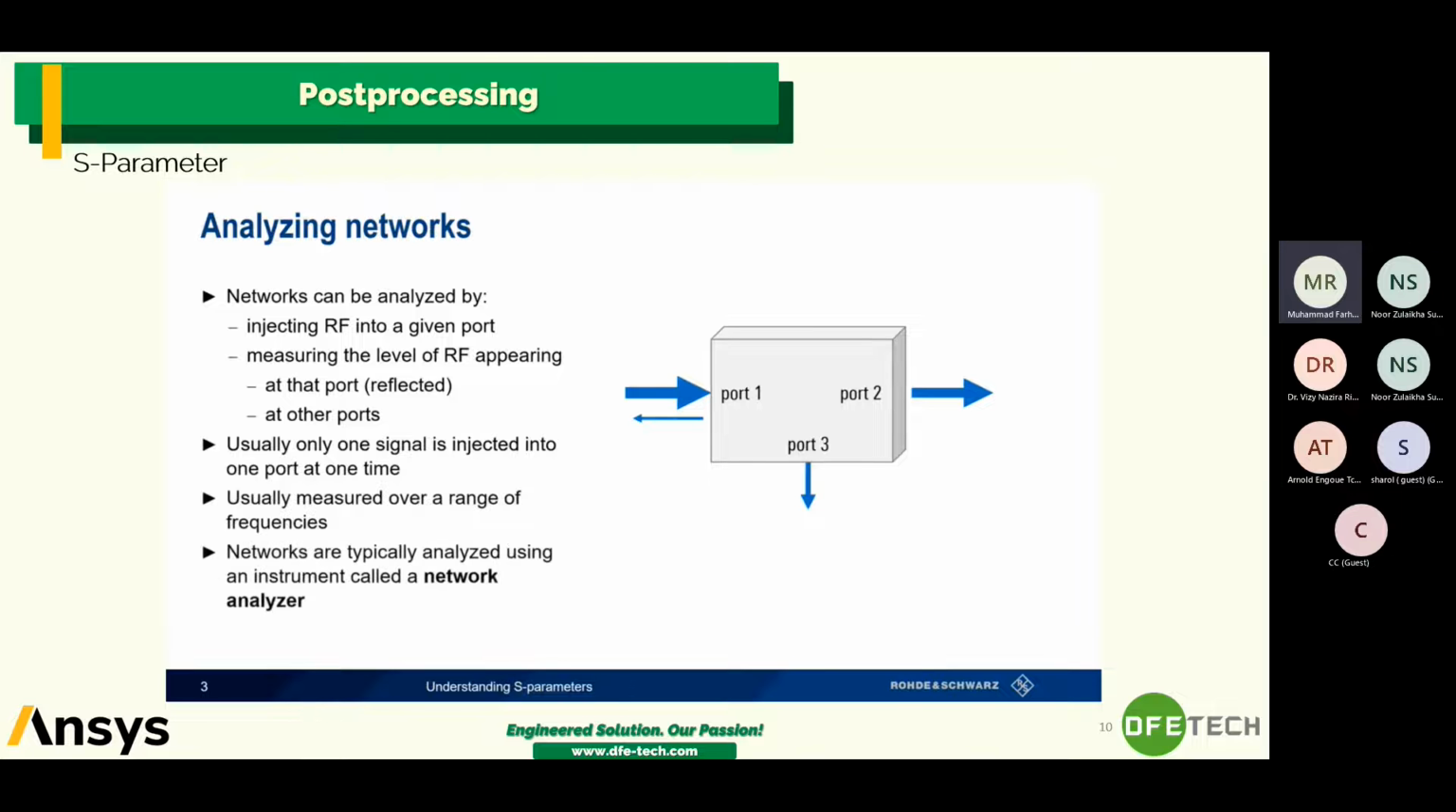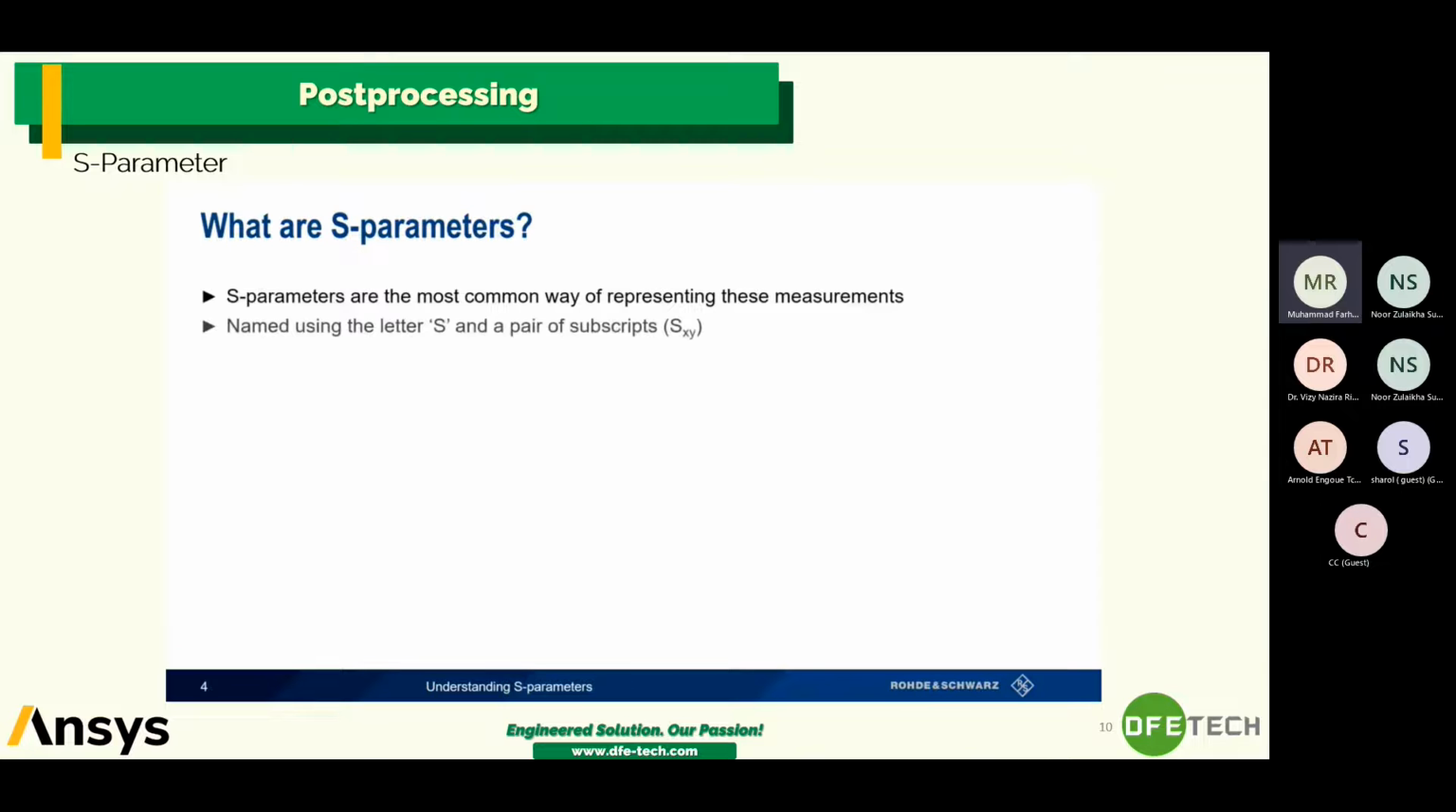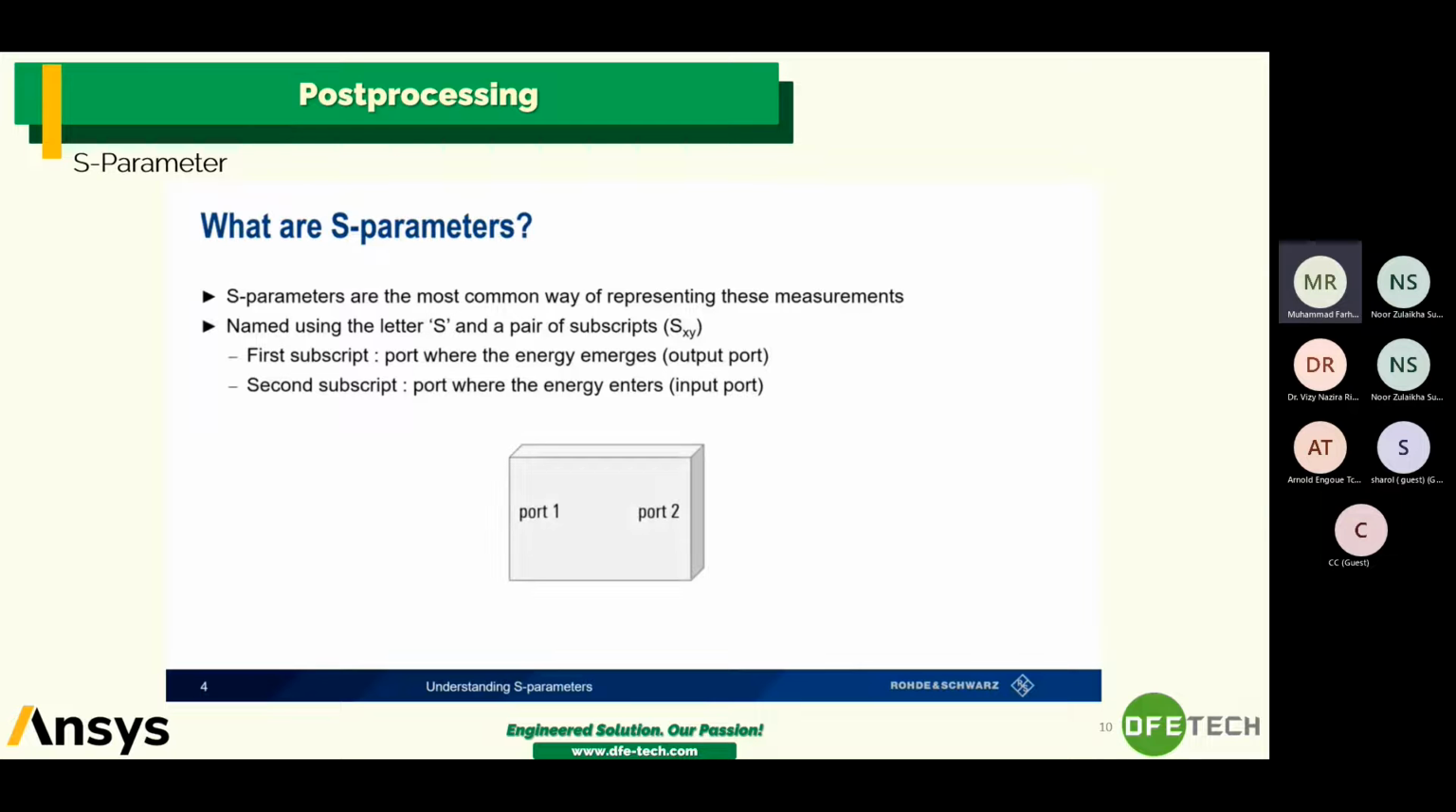In most cases, networks are analyzed using instruments called network analyzers. The most common way of representing these quantities is something called S parameters. The S stands for scattering, since we're measuring how much RF is scattered back from and out of the various ports. S parameters are named using the capital letter S followed by a pair of subscripts. The first subscript is the port where the energy emerges, and the second subscript is the port where the energy enters. For example, if we measure the amount of power passing through a two-port network, this quantity would be referred to as S21. The amount of power reflected back on port 1 would be referred to as S11.